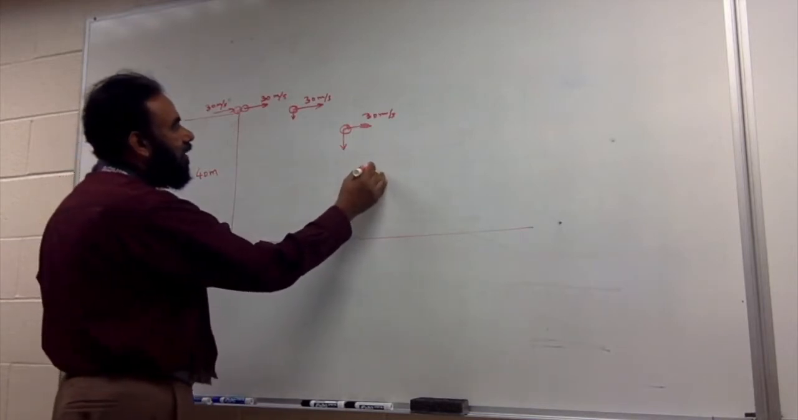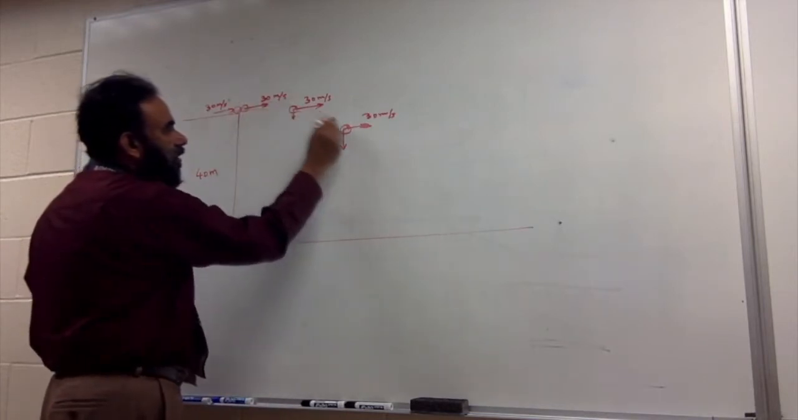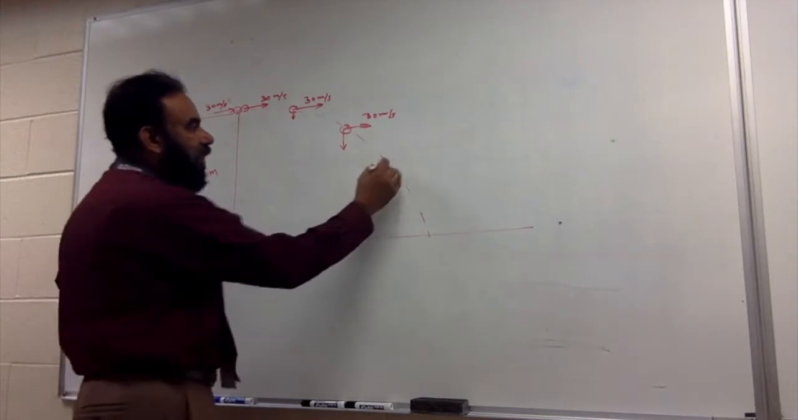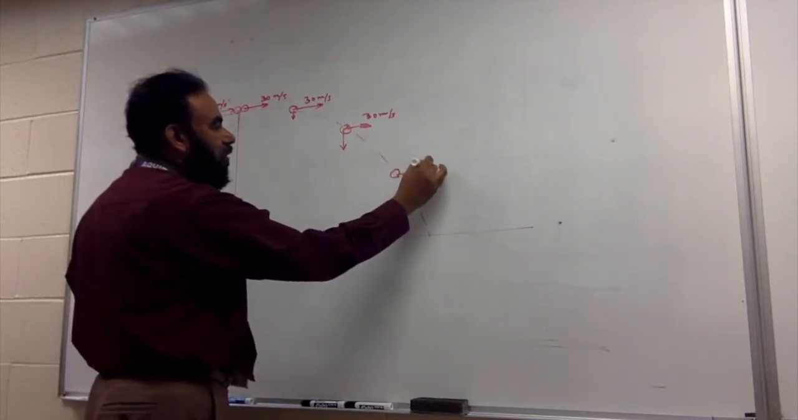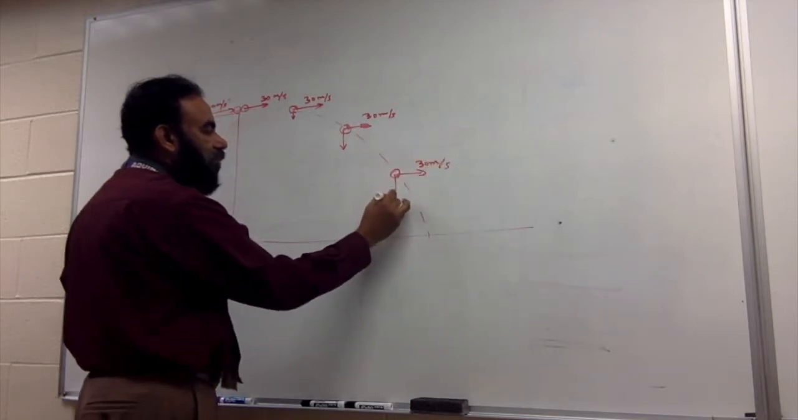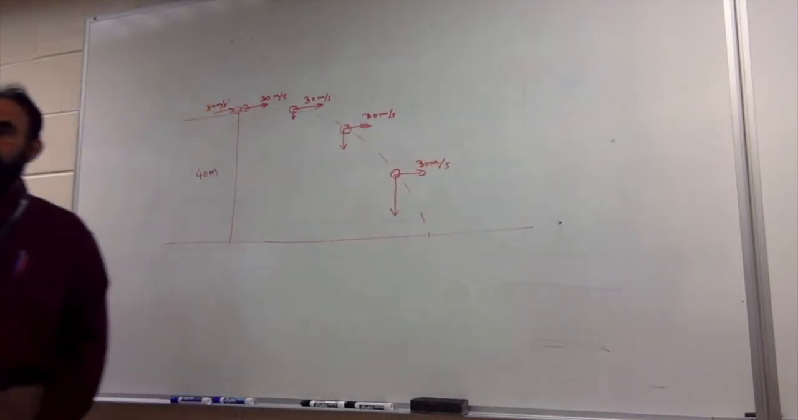After some time, it is here. So you can see the trajectory of the ball. After some time, it is here. Still moving 30 meters per second horizontally. Vertically, it is moving faster. You can see the arrow length is bigger and bigger.